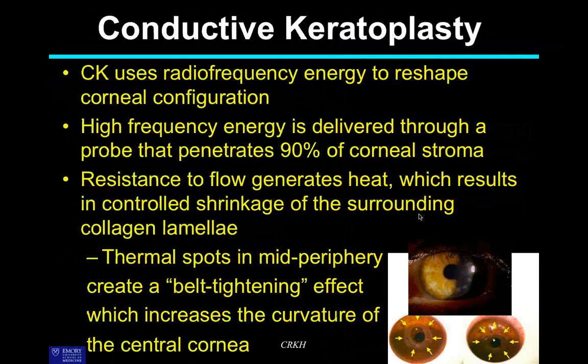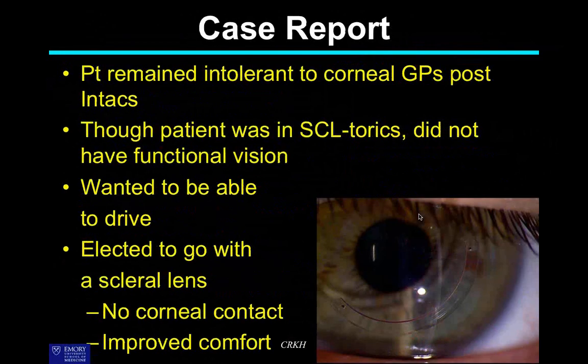The other part of this patient's medical treatment had to do with conductive keratoplasty, and that is using a high-frequency energy to reshape the cornea, by using a probe and by creating scarring. Scarring causes a belt-tightening effect of the curvature and tightens it up. It shrinks. What scarring does is just shrink the surrounding tissue. So he had that done as well.